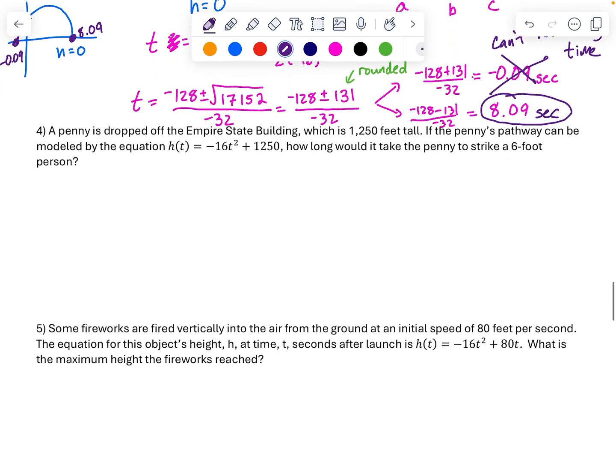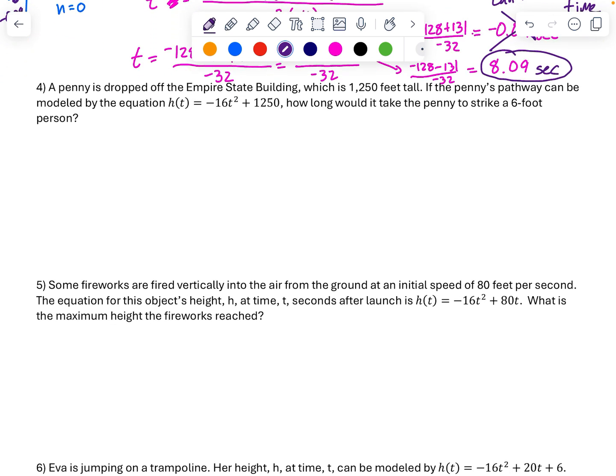All right, let's look at a penny. So a penny is dropped off the Empire State Building, which is 1,250 feet tall. If the penny's pathway can be modeled by that equation, how long would it take for the penny to strike a 6-foot person? Ooh, kind of morbid.